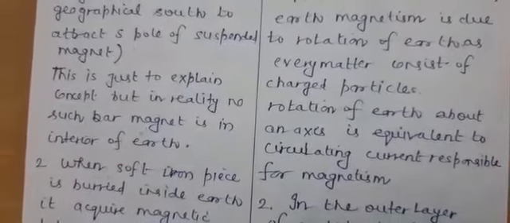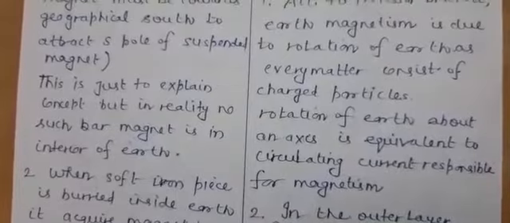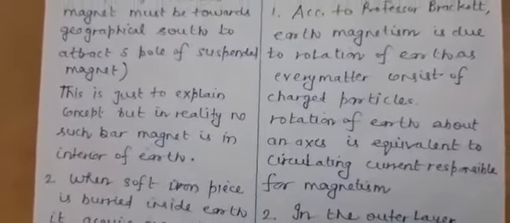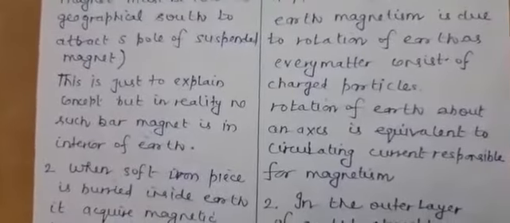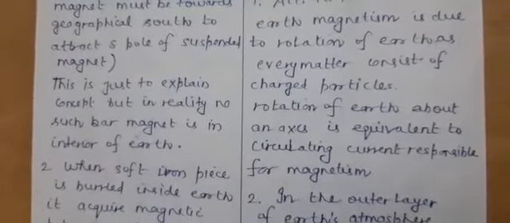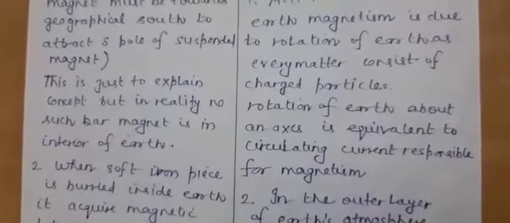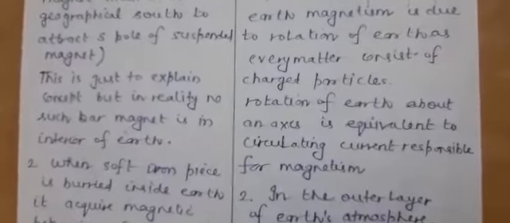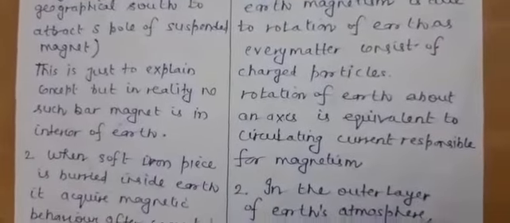So actually Earth is having its magnetism. Just one evidence was given: whenever a magnet has been resting, it is always resting in the north-south direction. So the assumption of a huge buried magnet inside the Earth is not possible.